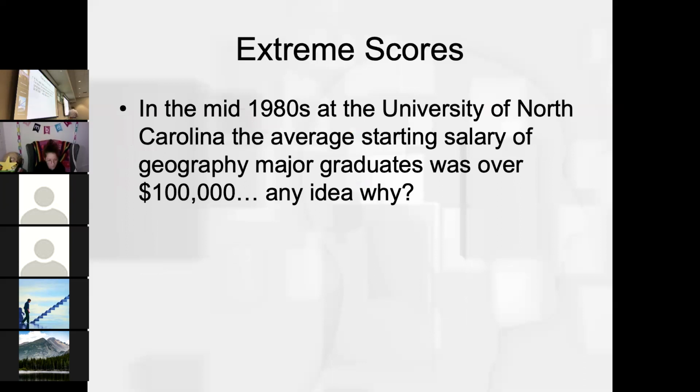So in the mid-1980s at the University of North Carolina, the average starting salary of a geography major graduate was over $100,000. Any idea why? Yes. Do you know who that outlier was? It was Michael Jordan, right? Michael Jordan was a geography major at UNC. He graduated. He clearly wasn't using geography, but he was getting paid exorbitant sums of money, which bumped up UNC's geography major starting salary, right?